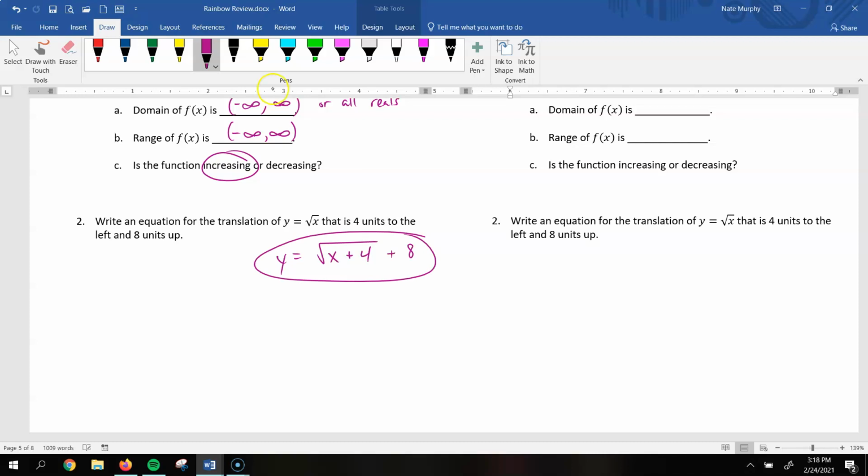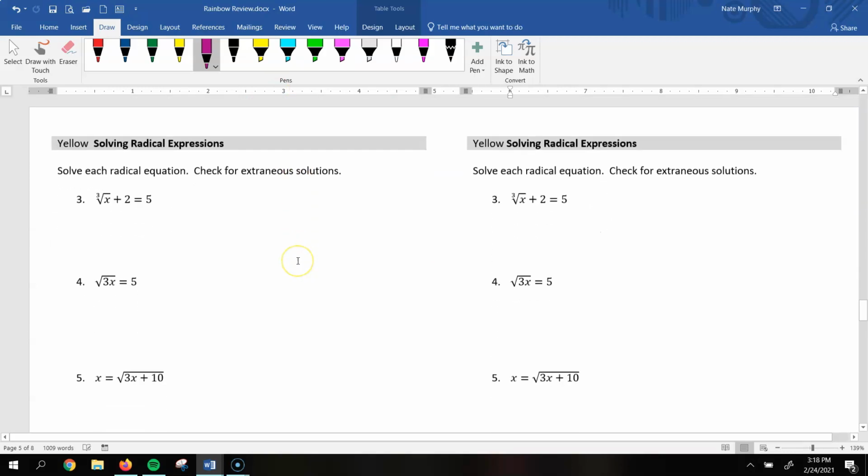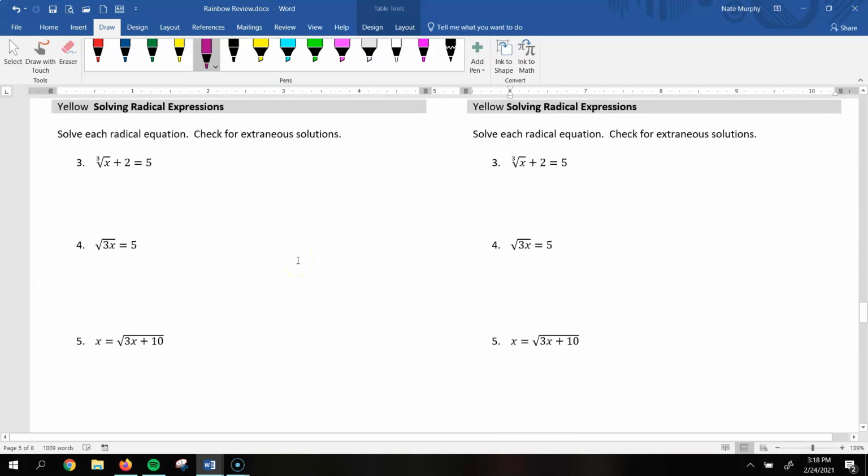All right. Let's look at the back side. Let's look at number 3. So we're going to solve these equations. We want to make sure that we check for extraneous solutions. Some of these might have an extraneous solution in them. We need to check for that in each one of these.